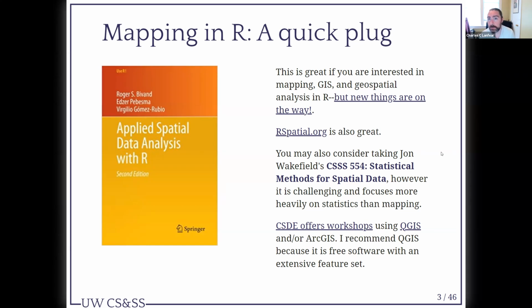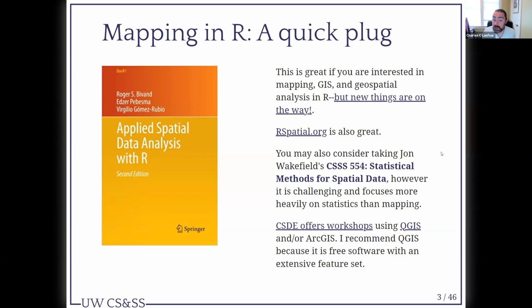It's probably the second hardest CSSS class I took here at UW, behind the original Bayesian stats class, which is no longer taught anymore, which was deeply traumatic. 554 wasn't so bad, but it still was a lot of work. But so it goes. It does have a focus a little bit more on statistics than mapping. So if you're more interested in mapping, you might look elsewhere. But if you really want to know geostatistics from somebody who's an expert, that's a great place to go.